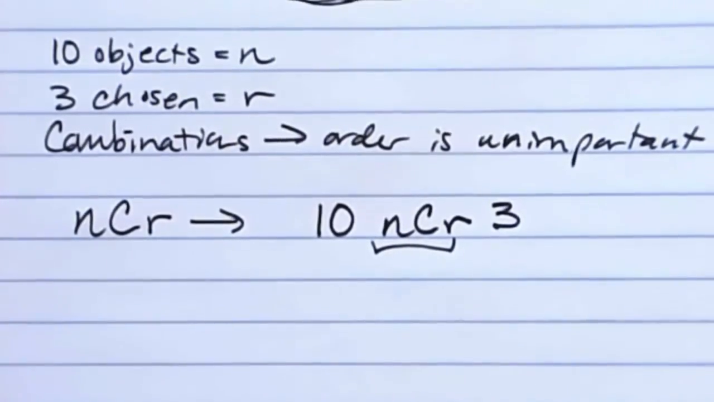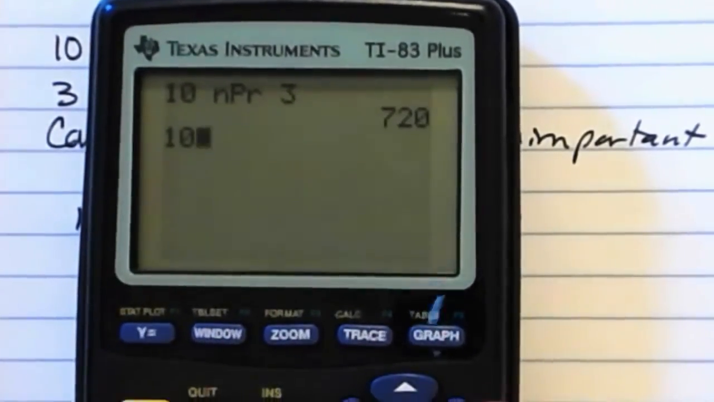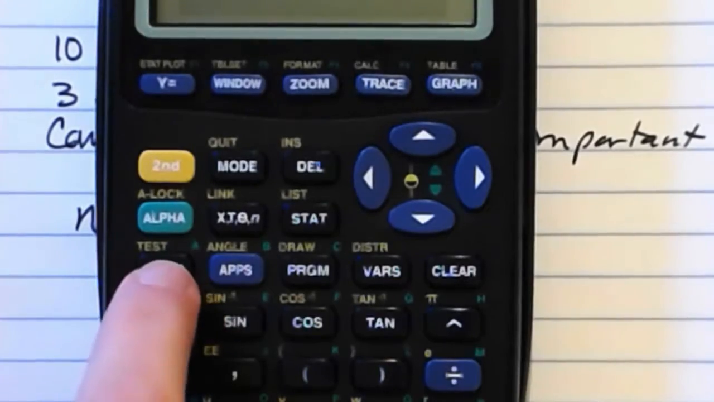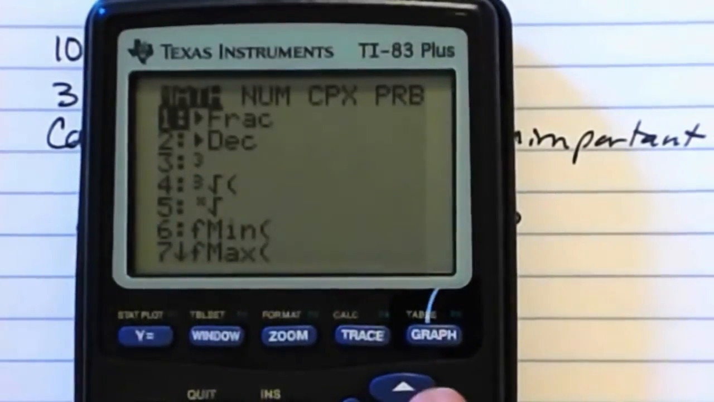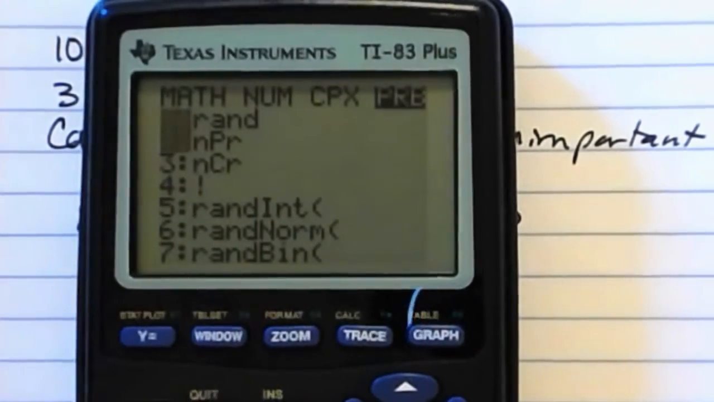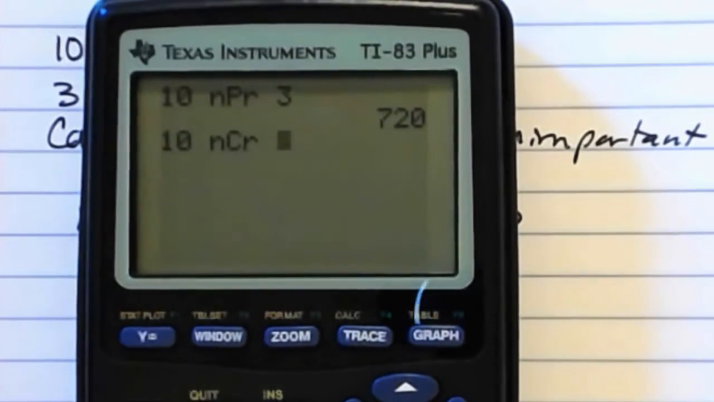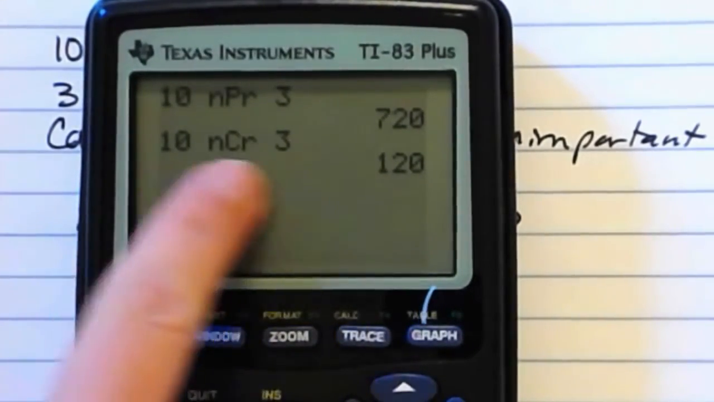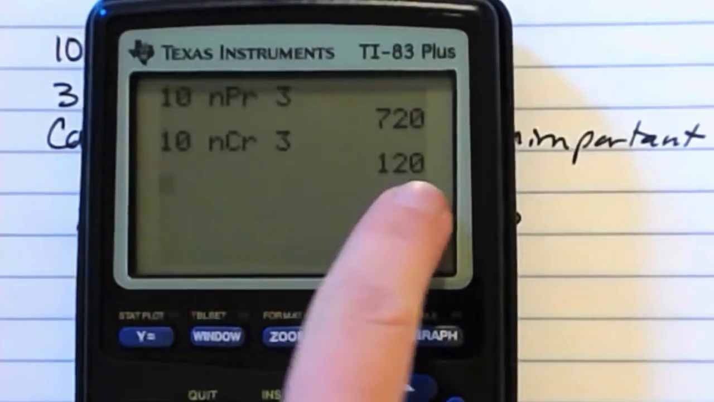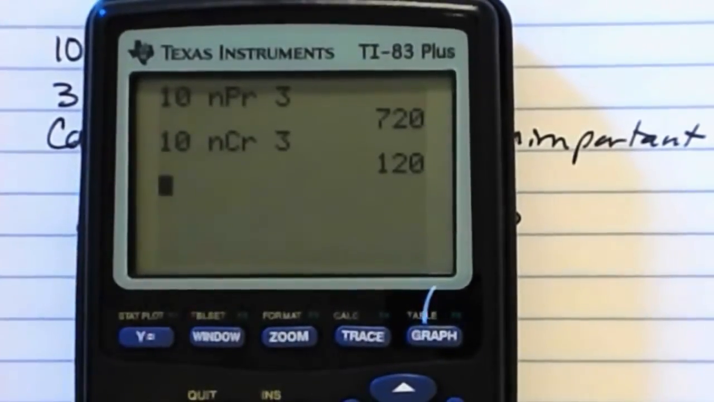So 10 nCr 3. And to show you again how to do this on the calculator, put the 10 in first. Again, we're going to press this math key. Go over to probability, except this time we want to select option 3, nCr, rather than nPr. Put in our 3, press enter, and that tells me that if order is not important, there are only 120 ways that I can choose a group of 3 objects from a group of 10.